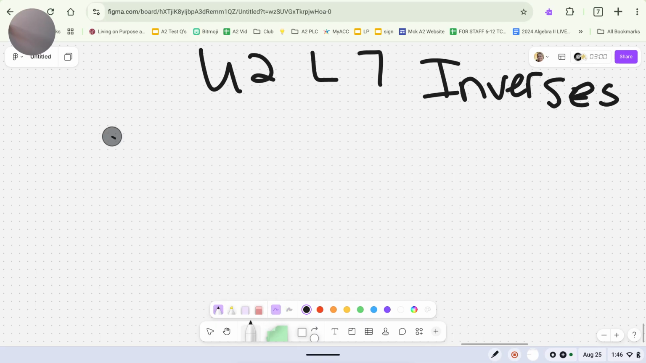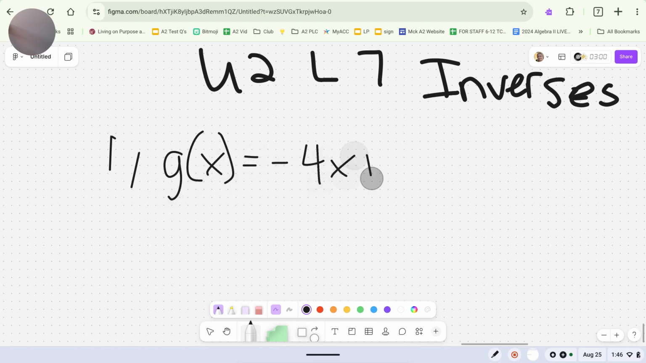I'm going to just start with an easy example. So let's just say g of x, whoops, why is this delaying? G of x equals negative 4x plus 1. I think I just think and talk fast and then my computer cannot keep up with me and it's just super annoying. Okay, so here we go.